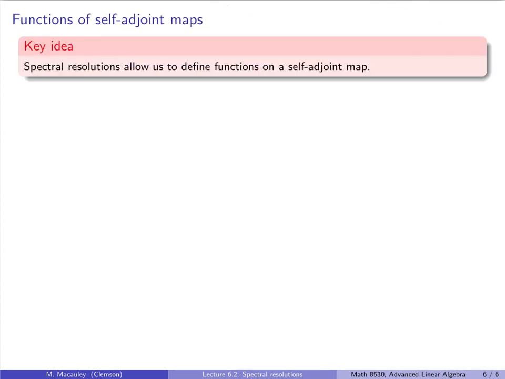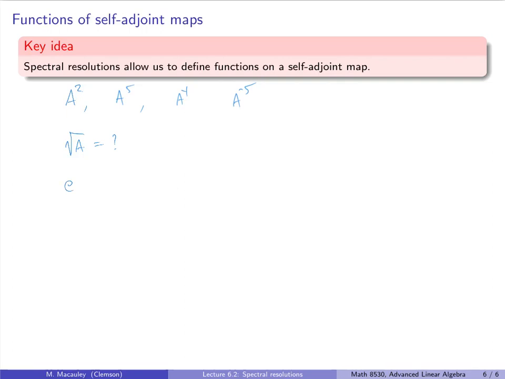I want to conclude this lecture with a key algebraic idea involving spectral resolutions. So I claim that they allow us to define functions on any self-adjoint map. And now what do I mean by this? I mean, if we have a matrix A, I can define A squared, A to the fifth, things like this. If it's invertible, A inverse. So if it's invertible, I can talk about A to the minus 5.